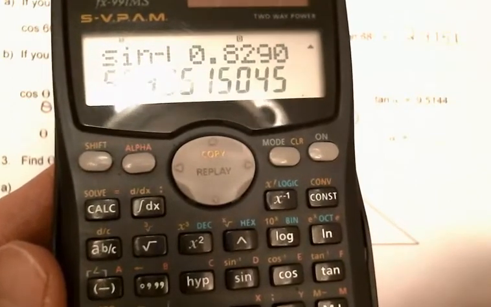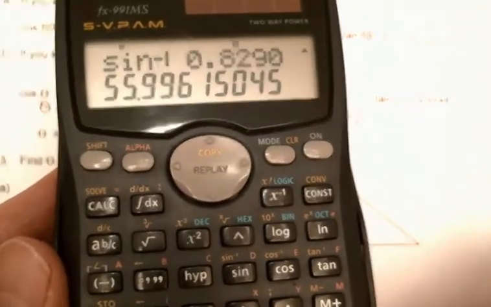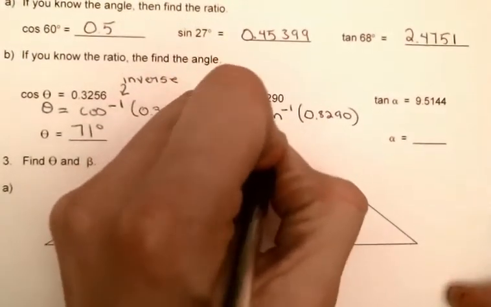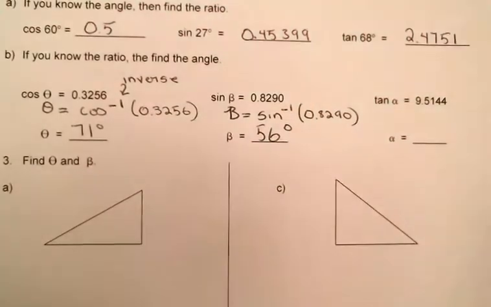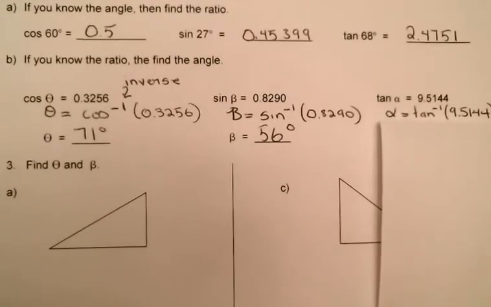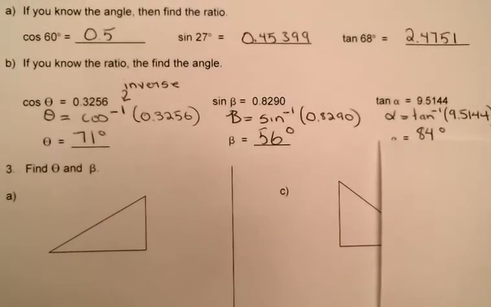55.996. Round your angles to whole numbers. We never want decimals on our angles. So that's 56 degrees as a whole number. And make sure you have units, 56 degrees. Pause the video now, try tan, and find me the angle. That symbol there is alpha, another variable to represent angles. So find me alpha. Come back when you're done. Right, here it is. So you have to take the inverse tan of 9.5144, round that, and you get 84 degrees.